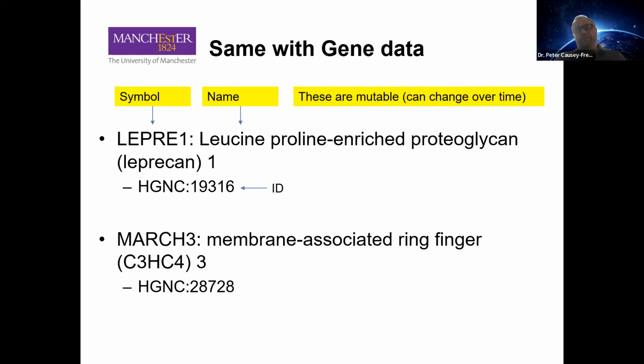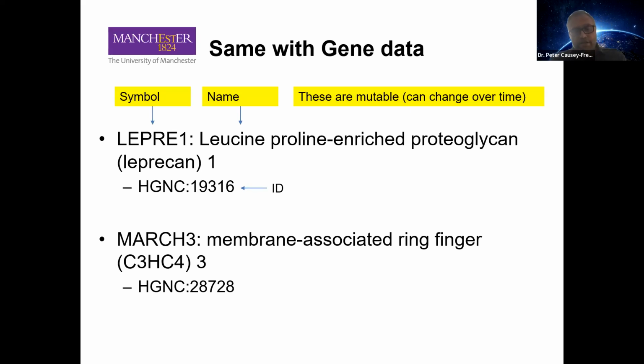Same happens with genes. We have mutable aspects and we have non-mutable aspects. This symbol here, now a bit of nomenclature here for you as well. I keep seeing gene symbols referred to as gene names. No, they are not gene names. LEPR1 is a gene symbol. A gene name is leucine proline-rich protoglycan 1. The actual stable IDs for this are the HGNC numbers there, and these can be found on the website genenames.org for those that don't know.